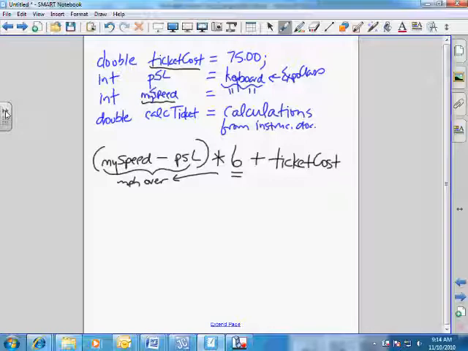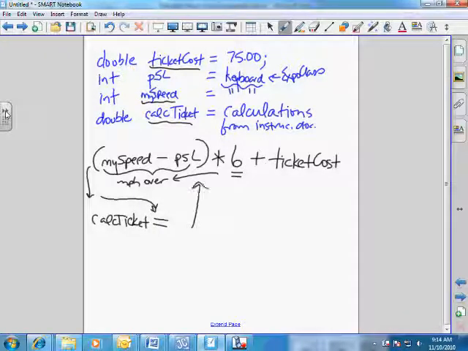Okay, so that looks like a good expression. What is that going to give me then? And I'm going to make this assignment operator right here. Follow along. What am I calculating here? The calc ticket cost. So calc ticket cost right now is that expression.